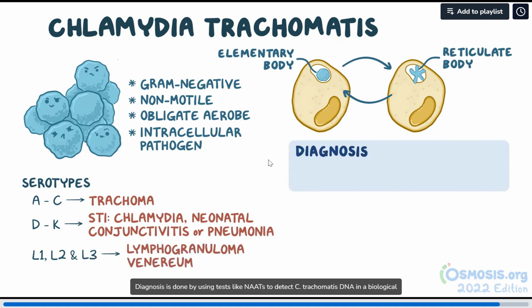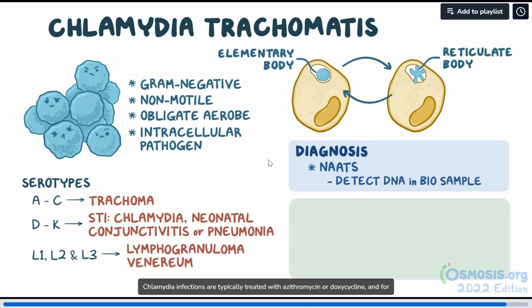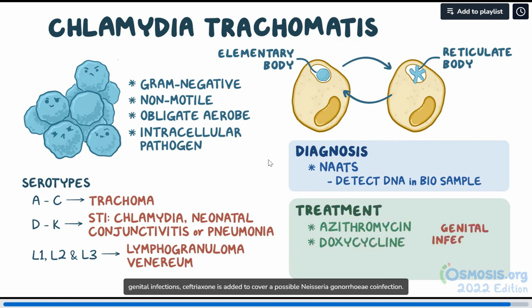Diagnosis is done by using tests, like NATs, to detect C. trachomatis DNA in a biological sample. Chlamydia infections are typically treated with azithromycin or doxycycline, and for genital infections, ceftriaxone is added to cover a possible Neisseria gonorrhoeae co-infection.